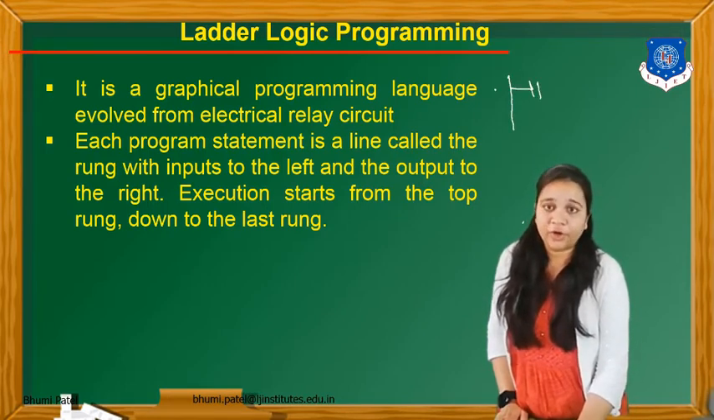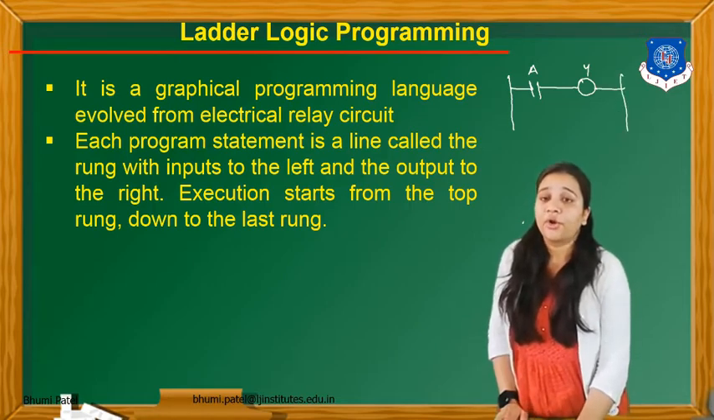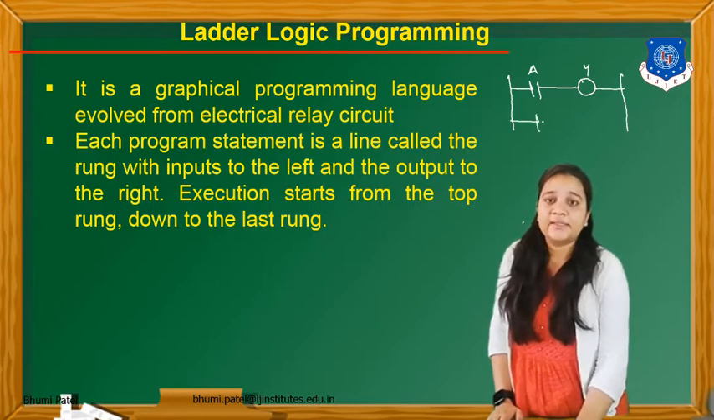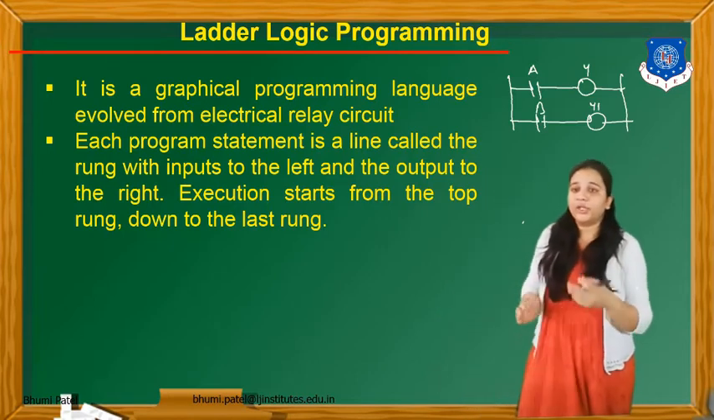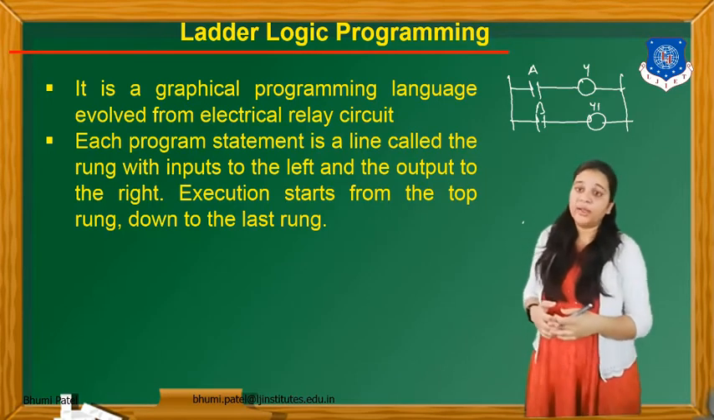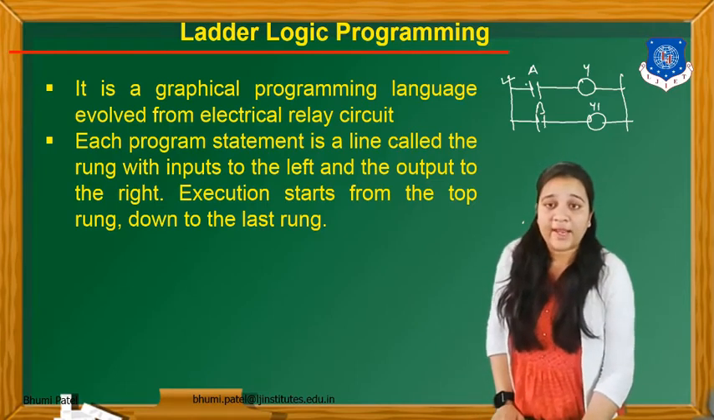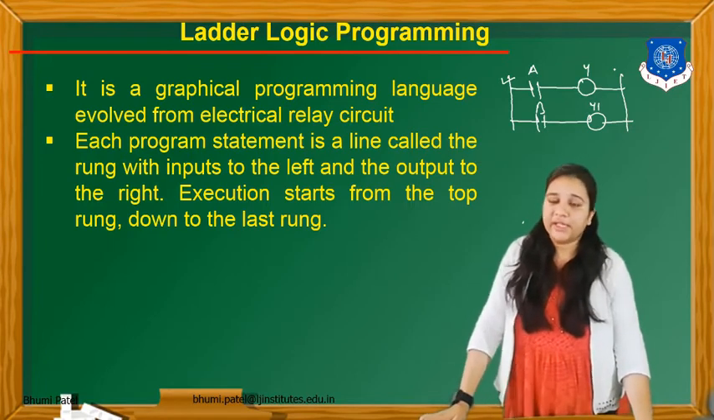We have to draw the different rungs with the relay circuit. So this is my first rung and this is my output. Always input is drawn on the left hand side and output is drawn on the right hand side. And suppose this is my another input and another output. So this is the two-line, or two-rung, PLC ladder program, and execution will always start from left to right and up to down. So this is the ladder logic program.